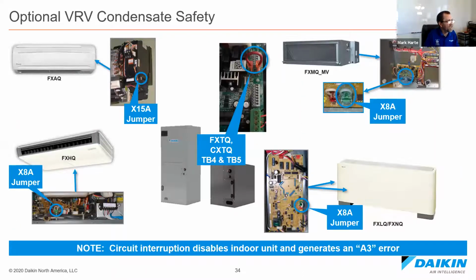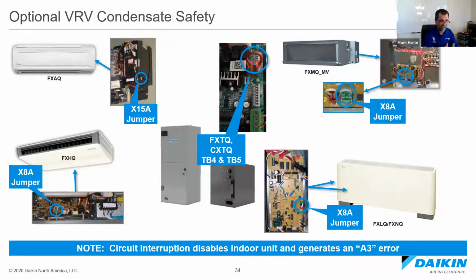Some of our fan coils have float switch connectors where you can tie in condensate safety. And you see, depending on the model number of the fan coil, you have a jumper that you would just cut into and splice into it. That way, you can tie in your external safety. This would be for our external condensate pumps, not internal.